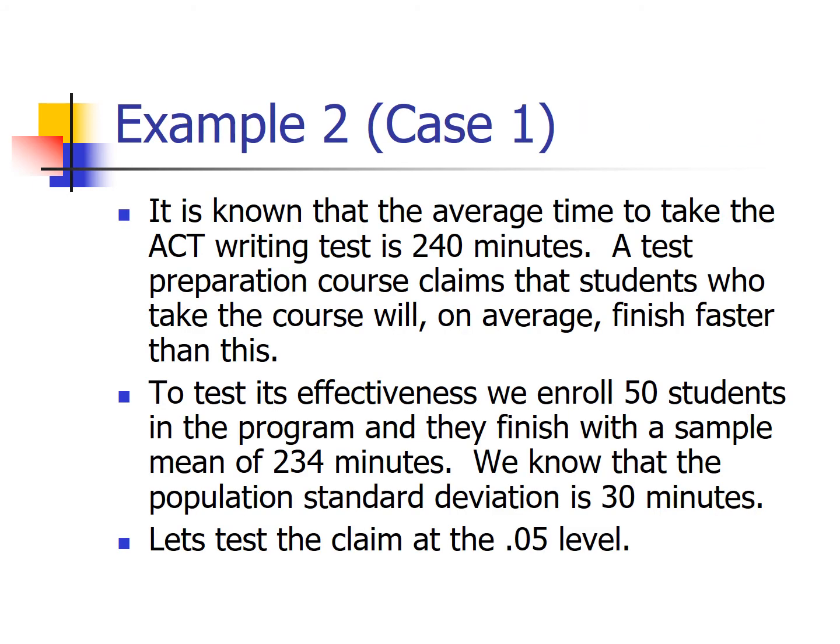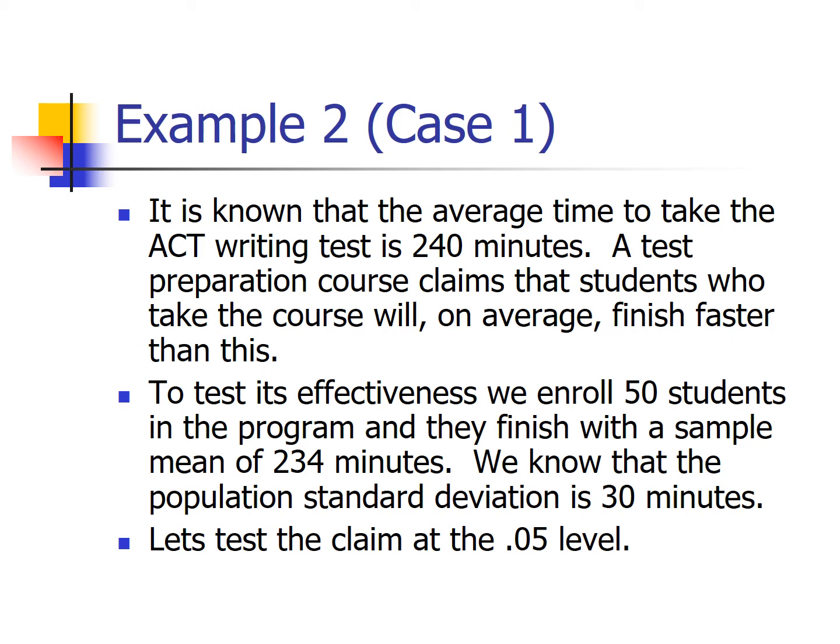Example 2. Again, this and the next example, these are both examples taken from the first PowerPoint. I'm just adding a little bit of extra information onto them. So it's the ACT writing example where a test preparation course is claiming that students who take the course will finish faster on average than the 240 minutes that people who don't take the prep course finish.